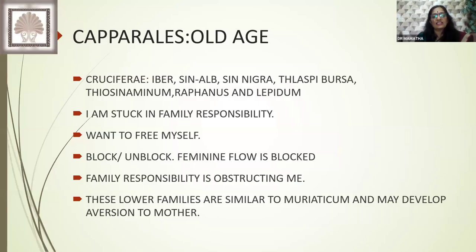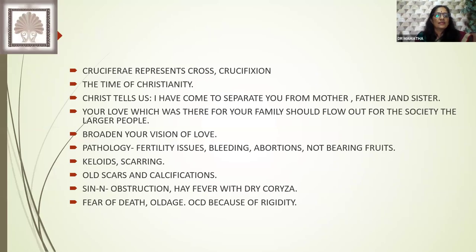These lower families are similar to Muriaticum and may develop aversion to mother. You know, Muriaticum has this leprous feeling and sadness because of rejection. Cruciferae represents the cross, the crucifixion, the time of Christianity. Christ tells us, I have come to separate you from mother, father, and sister. Your love, which was there for your family, should flow out for the society now. Broaden your vision of love.